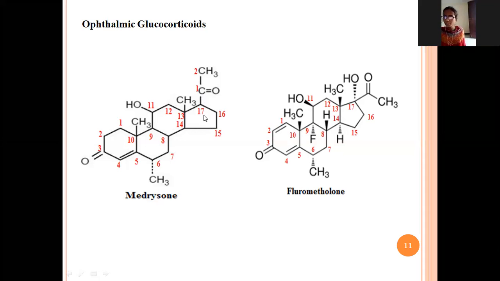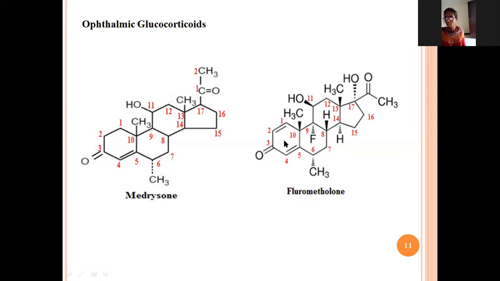In 17th position, acetyl group is attached. See here, this is the phenanthrene ring, this is the cyclopentane ring. In 3rd position, oxygen group is attached. Here in the 6th, 10th and 13th position, methyl groups are attached. Here in 11th position, hydroxy, and in 17th position, acetyl group is attached. Next one is fluorometholone.